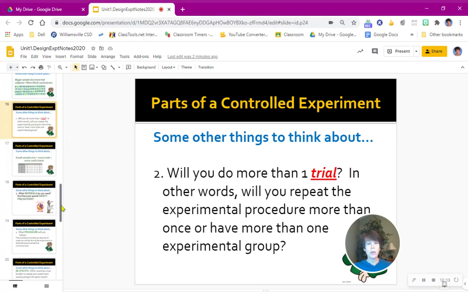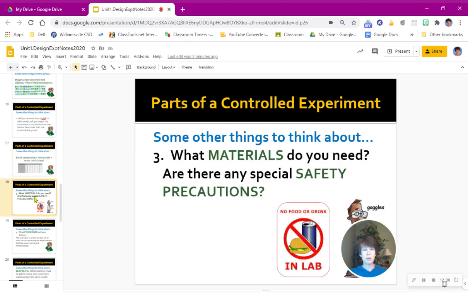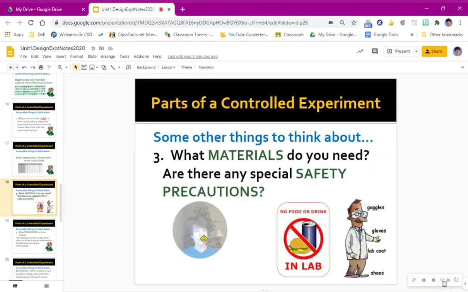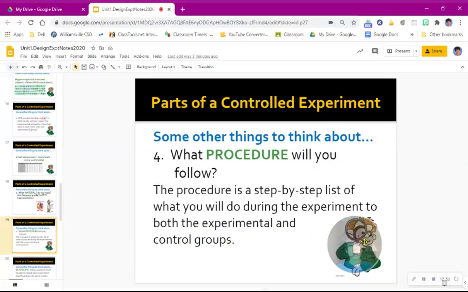So the bigger the sample size, the more test subjects we have, the more valid our conclusions are going to be. All right, so we want to pick a large enough sample size that we get a good, valid conclusion. If we can't get a large sample size, then sometimes we'll have more than one trial. So we'll repeat the experiment more than once to increase the amount of data that we've collected. So again, that's a way to gather data from a small sample size: do more trials. So you're going to repeat the experiment more than once.